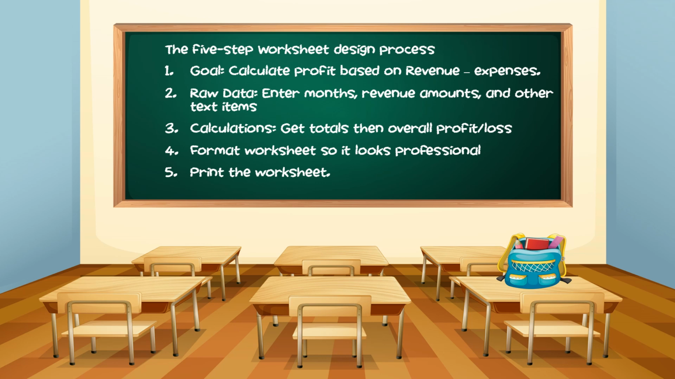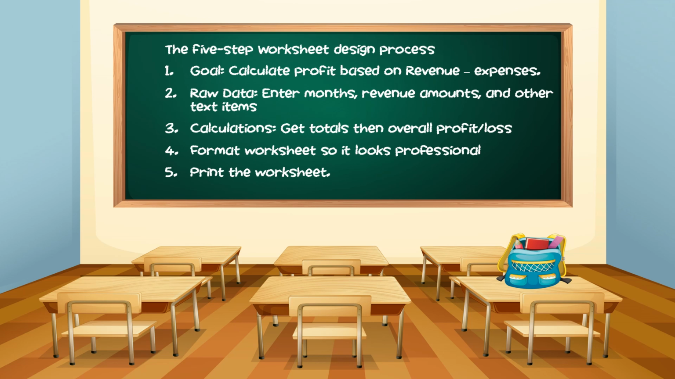The second step, we're going to enter the raw data, such as the months of the year, January through June, the revenue amounts, and other text items. We'll also be entering the expense amounts as well. Step 3, calculations. We're going to get totals, then overall profit and loss. We're going to get monthly totals for our revenue and expenses. Then we're going to subtract the expenses from the revenue and see what our projected profit or loss is going to be based on previous projections.